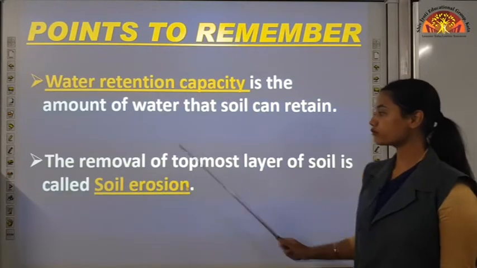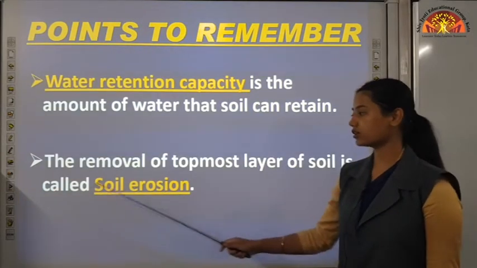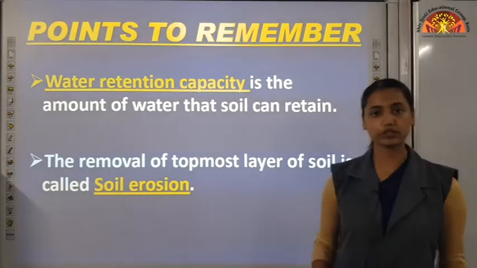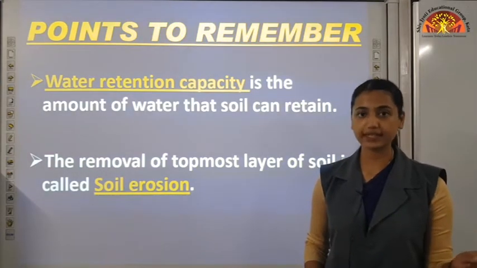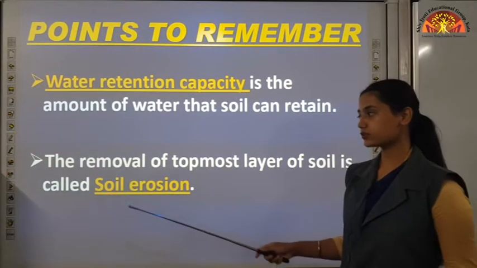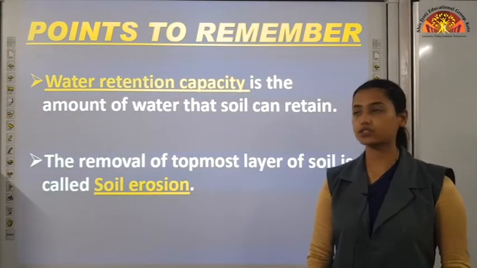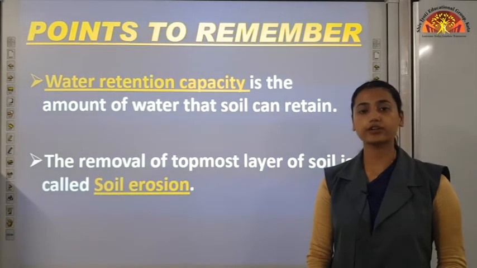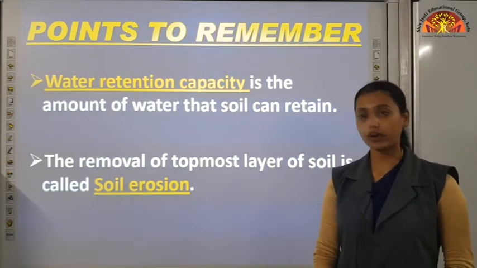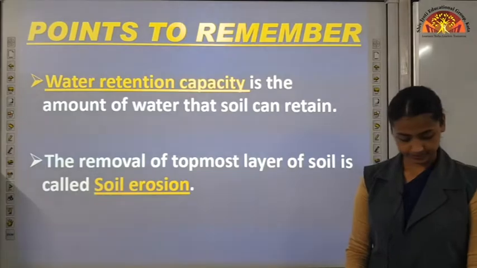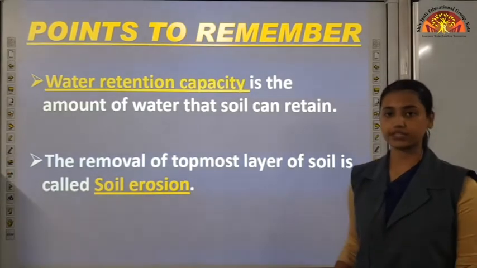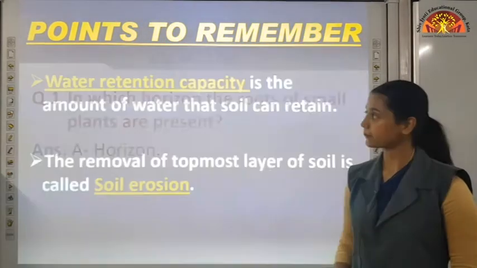Then removal of topmost layer of soil is called soil erosion. As we know, the topmost layer of soil is the most fertile layer. So, what are the factors which cause soil erosion? There are various agents that are involved in soil erosion, which are air, water, flood, forest fire, and it takes away the topmost layer, the layer horizon A.